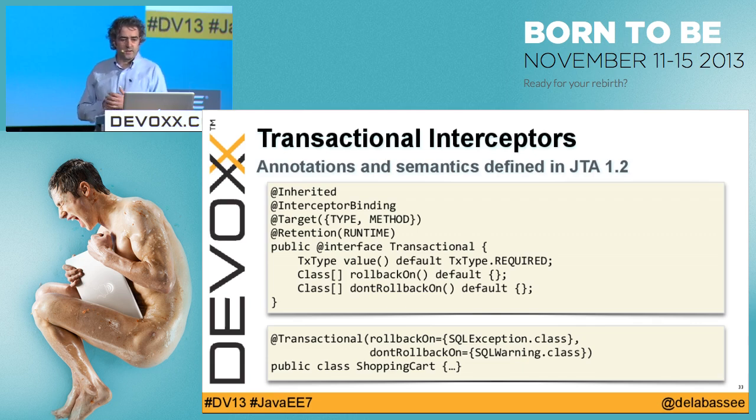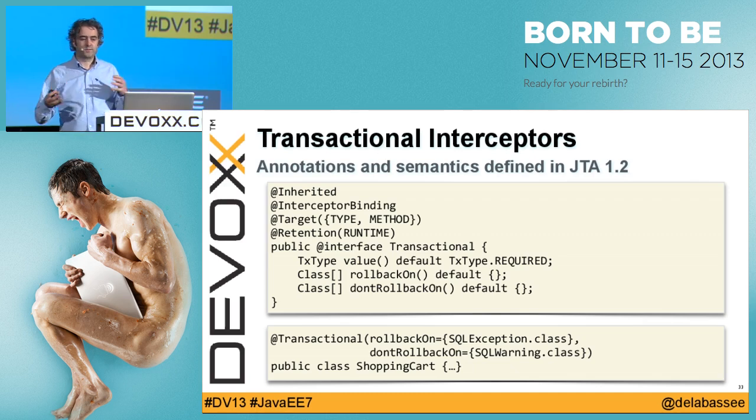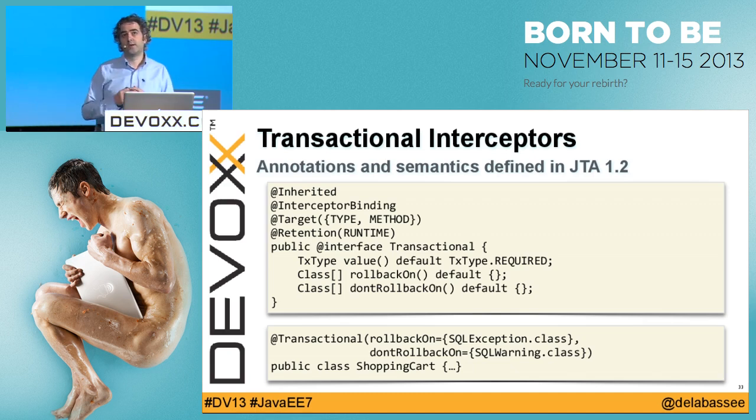So this is the transactional interceptor. In the past, transactions were basically handled in the EJB container. So as a developer, you were kind of shielded from the low-level JTA API. And the idea with the transactional interceptor is to bring you that facility but outside of the EJB container.